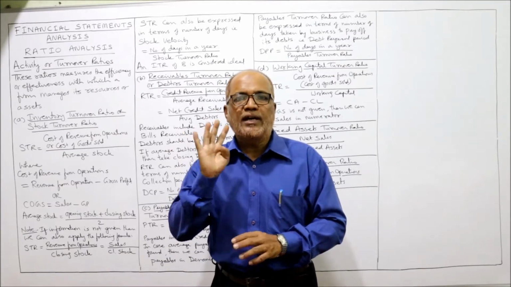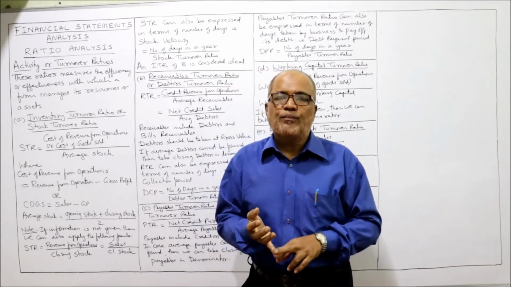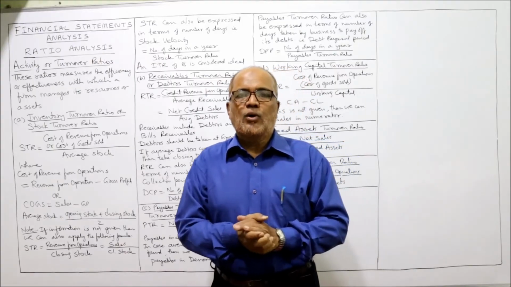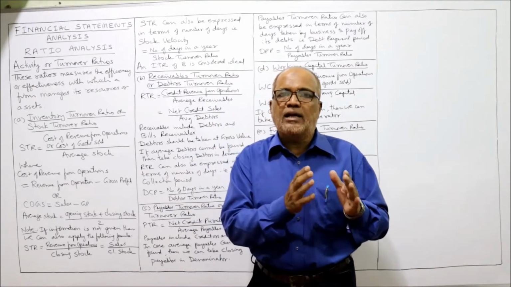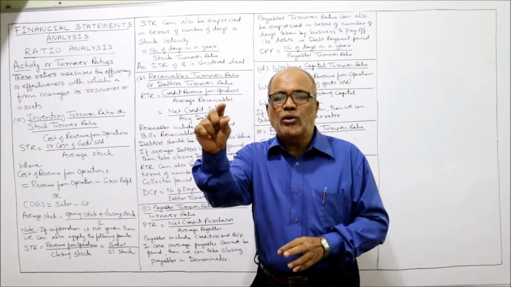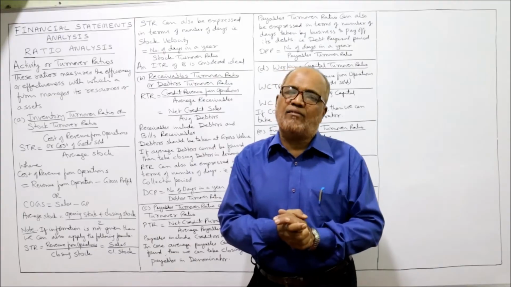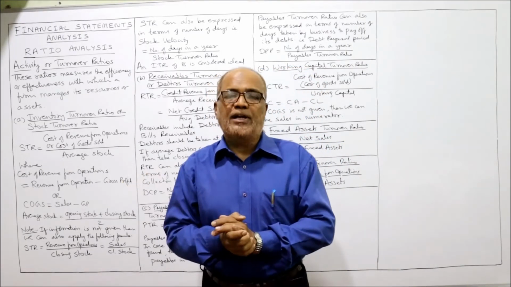The four liquidity ratios I explained in the last video. Those are current ratio, current assets by current liabilities. Then quick ratio, quick assets by current liabilities. Absolute liquid ratio, absolute liquid assets by current liabilities. Then basic defensive interval ratio. These four ratios are the liquidity ratios.